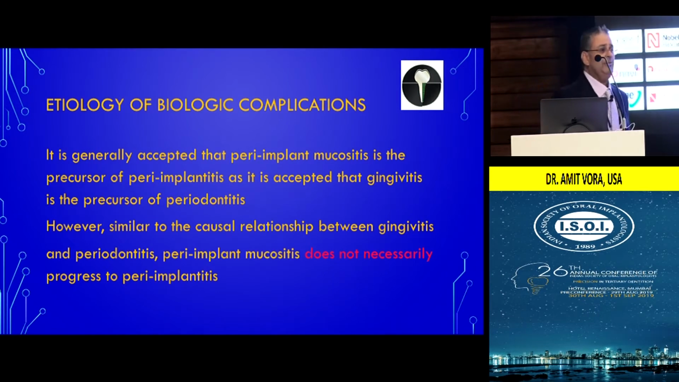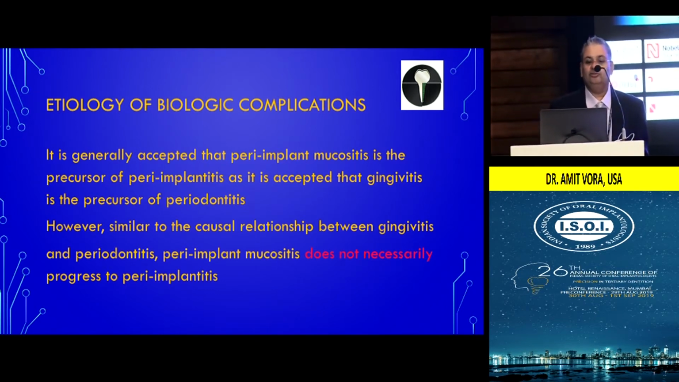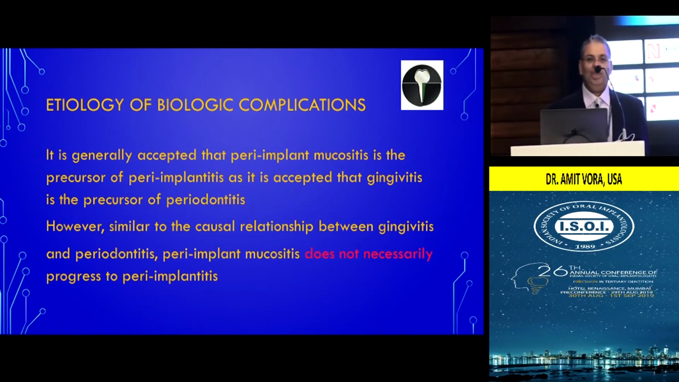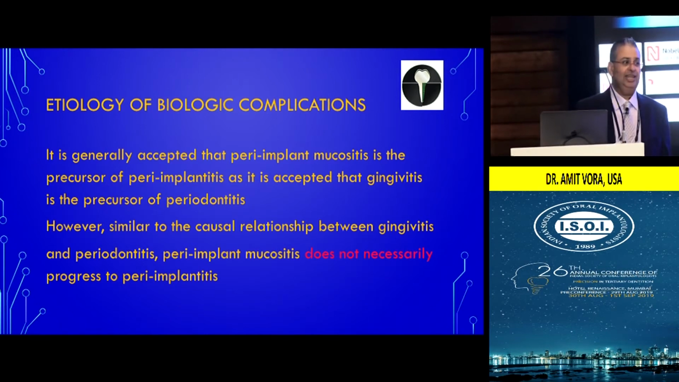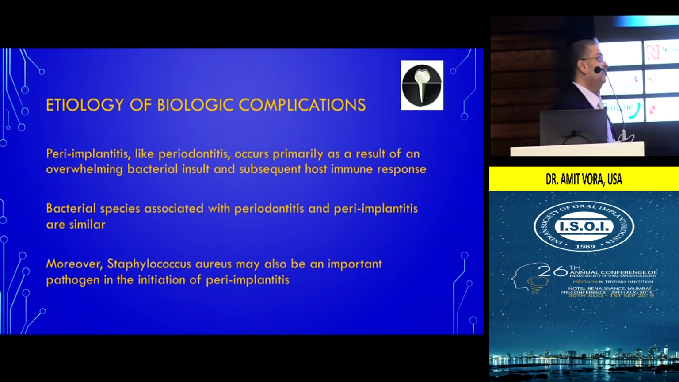It is generally accepted that peri-implant mucositis is the precursor of peri-implantitis, just like it is accepted that gingivitis is the precursor of periodontitis. However, similar to the causal relationship between gingivitis and periodontitis, peri-implant mucositis does not necessarily progress to peri-implantitis. And the reason, they feel, is because peri-implantitis, like periodontitis, occurs as a result of an overwhelming bacterial insult and the host response to it. And the bacterial species are similar in periodontitis and in peri-implantitis.